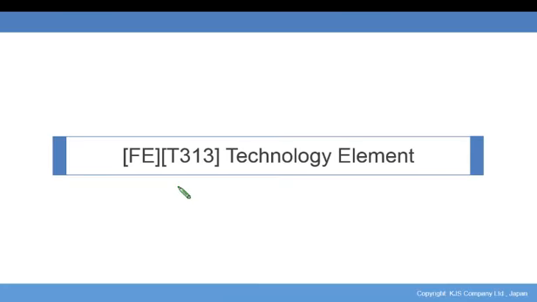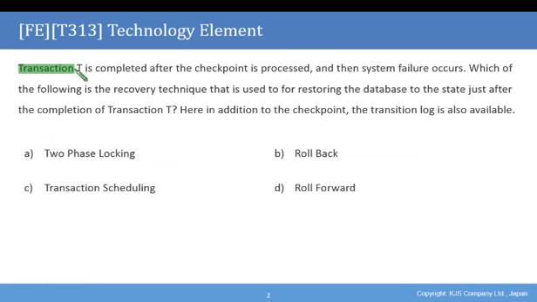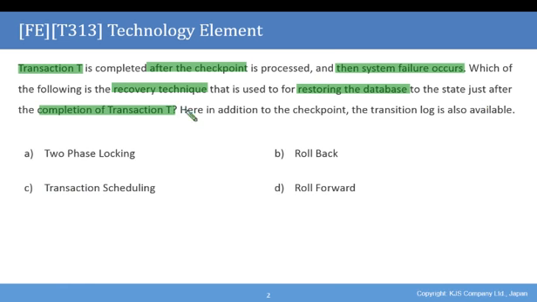3. Transaction T is completed after the checkpoint is processed, and then the system failure occurs. Which of the following is the recovery technique that is used for restoring the database to the state just after the completion of the transaction T? Here, in addition to the checkpoint, a transaction log is also available.